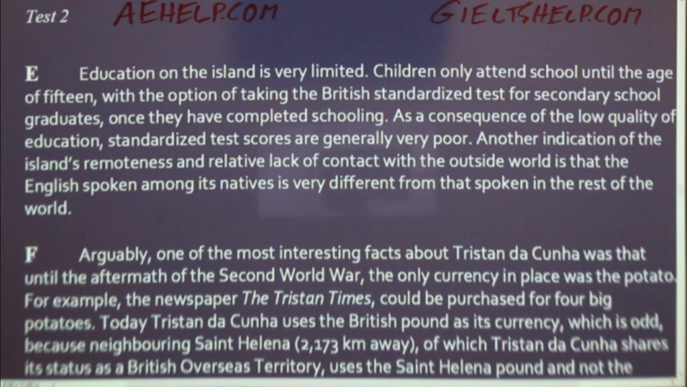Education on the island is very limited. Children only attend school until the age of 15, with the option of taking the British standardized test for secondary school graduates once they have completed schooling. As a consequence of the low quality of education, standardized test scores are generally very poor. Another indication of the island's remoteness and relative lack of contact with outside world is that the English spoken among its natives is very different from that spoken in the rest of the world.